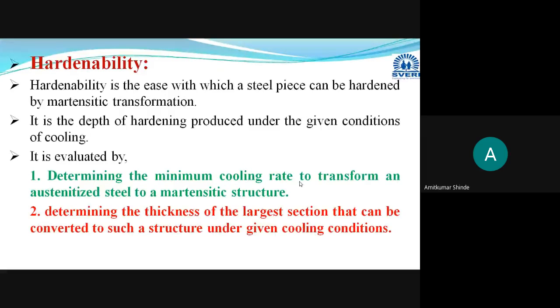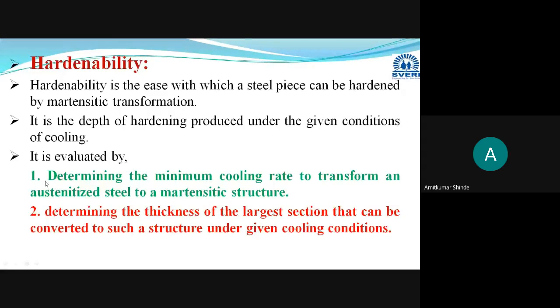For that, we are going to decide the depth of hardening. You can see the second point: we check how much depth of hardening can be produced under the given cooling conditions. Depending on that only, we decide whether that steel component is hardenable or non-hardenable. Now, how to evaluate the hardenability? For that, it is evaluated by two methods.